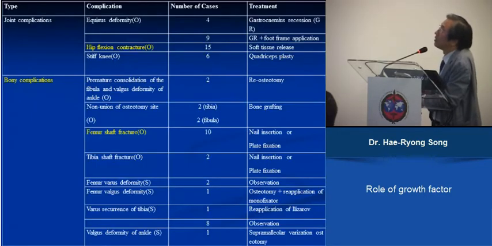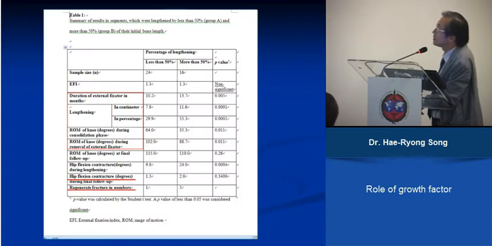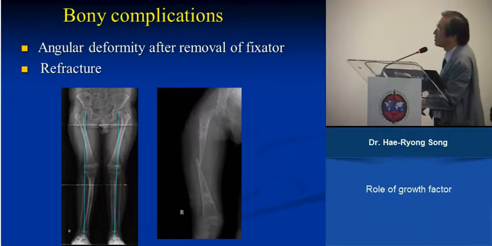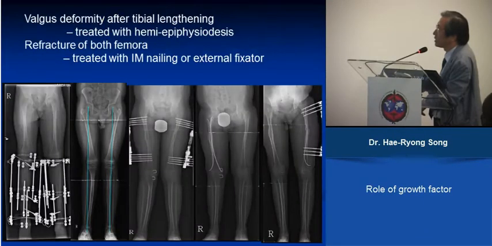And then we had many hip flexion contractures and refracture of femoral shaft fracture. More than 50%, you can see here, a high incidence of hip flexion contracture and then refracture of the femur. We reported this result, and bony complications, varus deformity and refracture here. This patient had varus deformity and hemiepiphysiodesis was done, and then simultaneous femoral lengthening was done, and then refracture occurred. I nailed this side, the left side; we had very many complications.